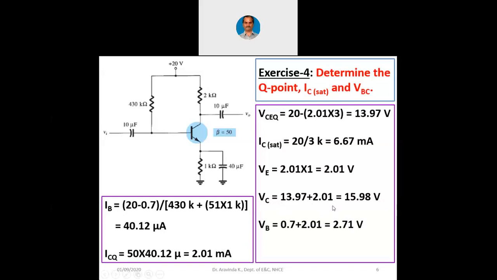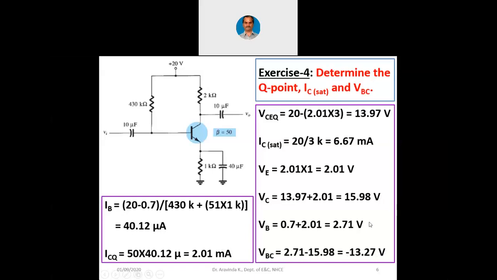So now VB is 0.7 plus 2.01. The voltage at the base, earlier it was only 0.7 volts. Now in this particular example, it is not 0.7 because there is this VE. So VB is VBE plus VE. VBE is 0.7 plus VE 2.01. So VB is 2.71 volts. Now VBC is VB minus VC. Voltage at the base minus voltage at the collector. That is 2.71 minus 15.98. That is coming to minus 13.27 volts.